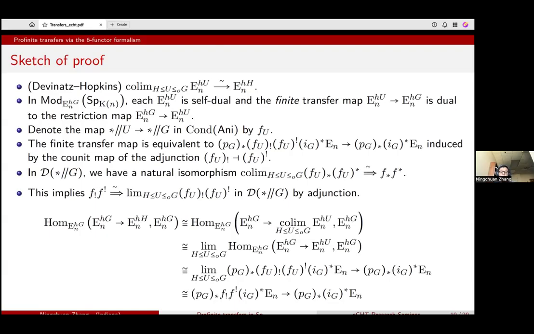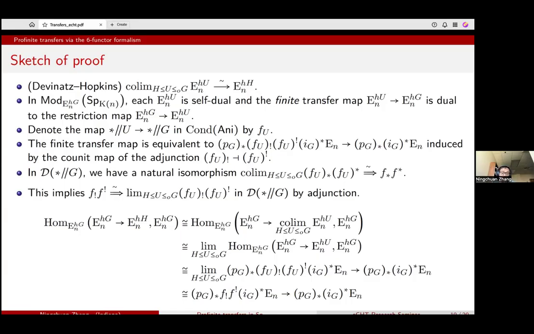So combining the above, we get a sequence of isomorphisms. In the first step, I'm writing E_n^{hH} as a co-limit of fixed points by open subgroups of G. And then I'm pulling out the co-limit to become a limit. And this is like the dual of the finite restriction. The dual of the finite restriction is the finite transfer, which we can express in terms of Schrick functors. And the inverse limit of the Schrick functor is f lower Schrick, f upper Schrick. So in that sense, we reconcile the two definitions of profinite transfers.